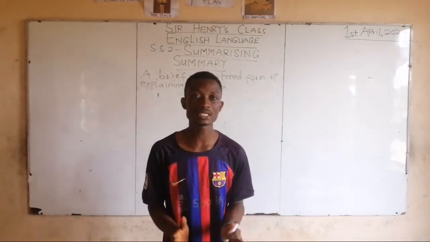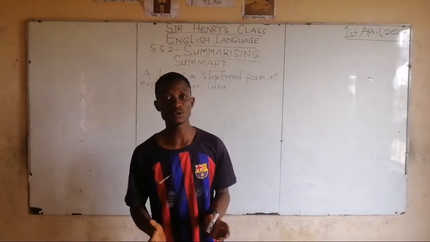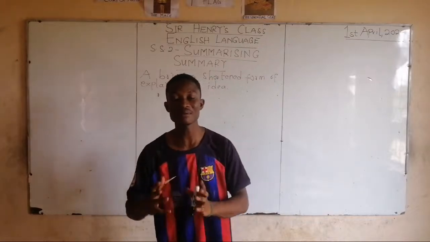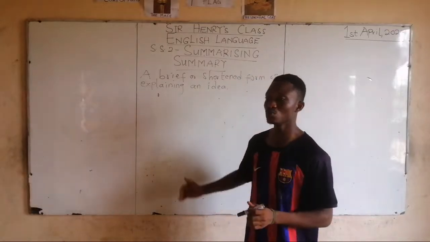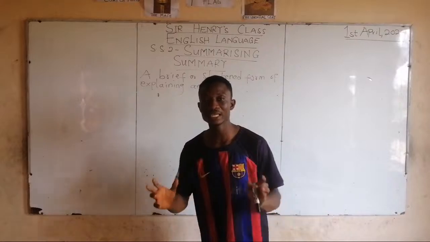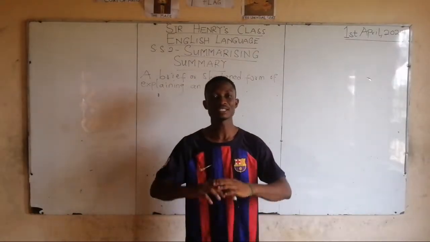In your comprehension, sometimes we give you a reading extract, and then we ask you to solve questions under it. Now you can have another form where they will ask you to summarize. To make a summary means you make a shortened or brief form of the main context given to you, or you explain the main idea but in a shortened form.